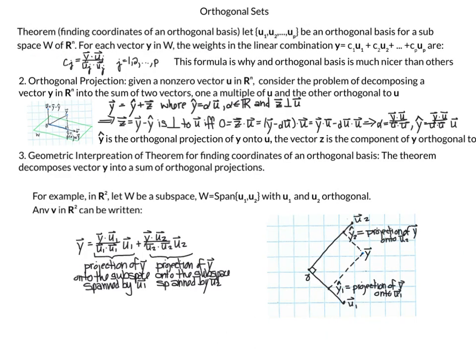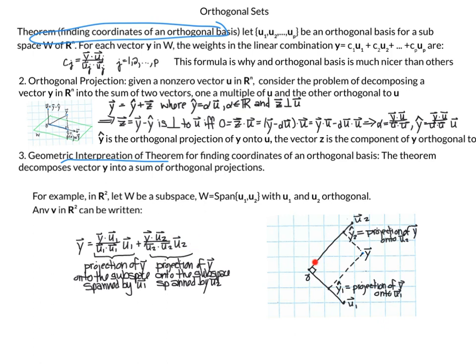And one more time, going back to the geometric interpretation of this theorem, finding coordinates of an orthogonal basis. If I write y as a linear combination and plug in the c sub j that we derived, in R2, for example, I'm going to have c1 times u1 plus c2 times u2. We can consider the first term as the orthogonal projection of y onto the subspace spanned by u1, and this whole term here is the projection of y onto the subspace spanned by u2.